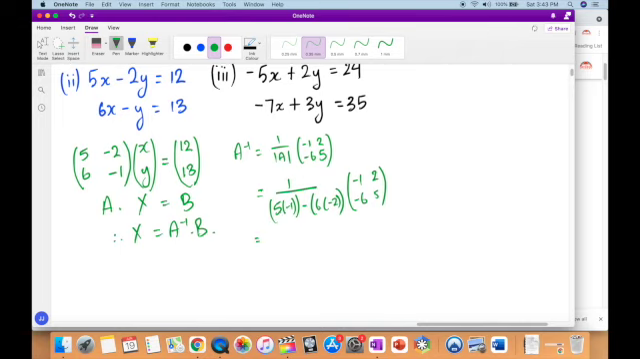So you can see how I get 5 times negative 1 is negative 5 in here, minus, and then 6 times negative 2 is negative 12 in here. Just now it's supposed to be 1 over the determinant.